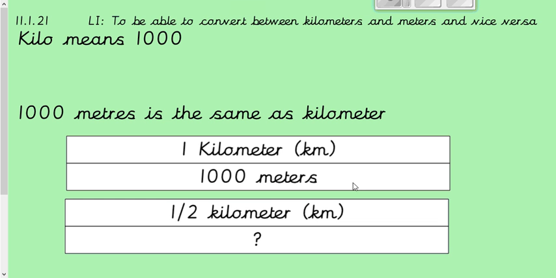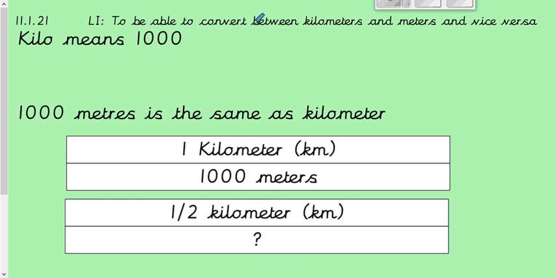If we know that 1 kilometer is 1,000 meters, how many meters do you think would be in half a kilometer? Have a quick think. If you want to pause the video, then go for it. How many meters would be in half a kilometer? Hopefully a few of you have managed to work it out if you paused it. The answer would be 500 meters. So 1 kilometer is 1,000 meters, and half a kilometer is 500 meters.